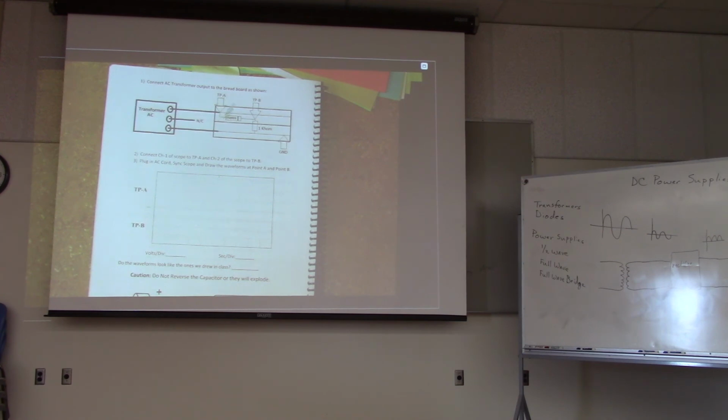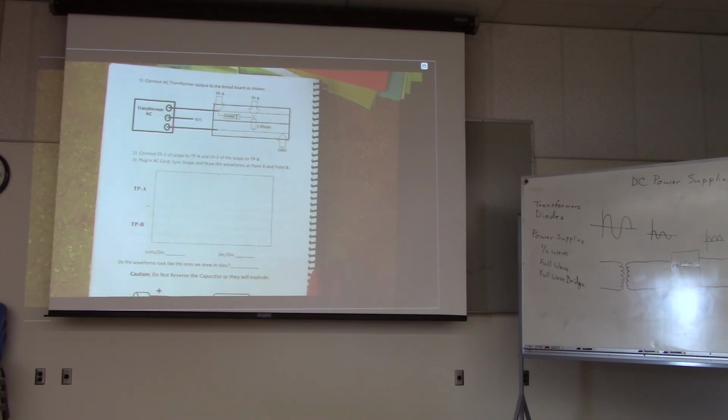So one signal, the signal from test point A, will be your input, and you'll sketch that up here. And then the signal here at test point B will be your output. You'll sketch that down on the bottom of this graph. Okay. So that's going to be the unfiltered signal.